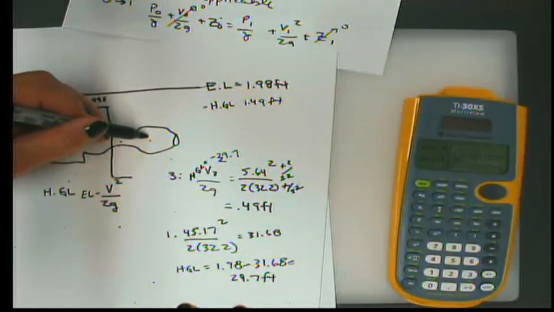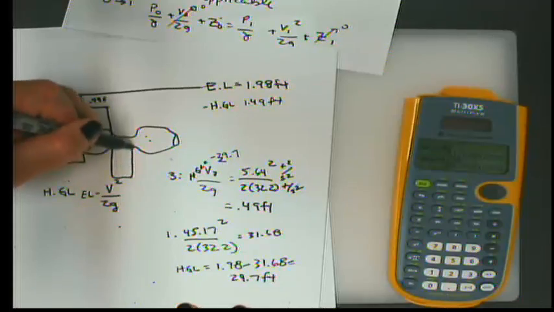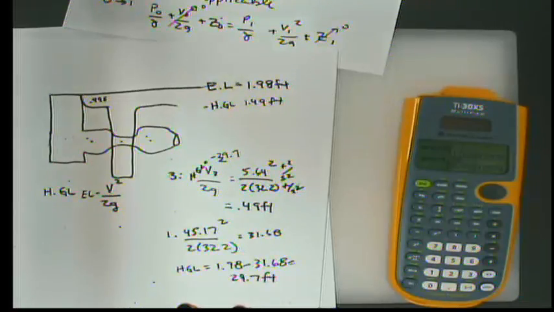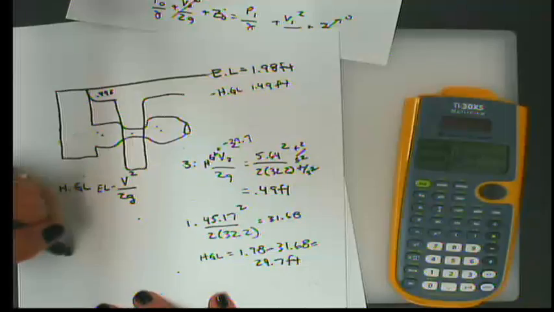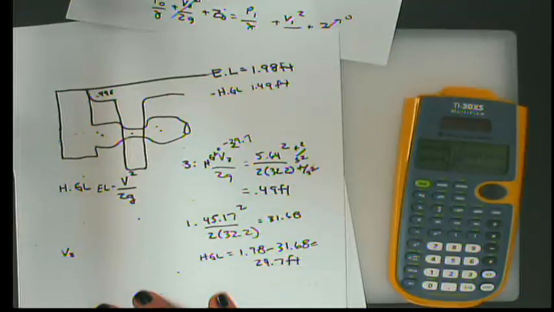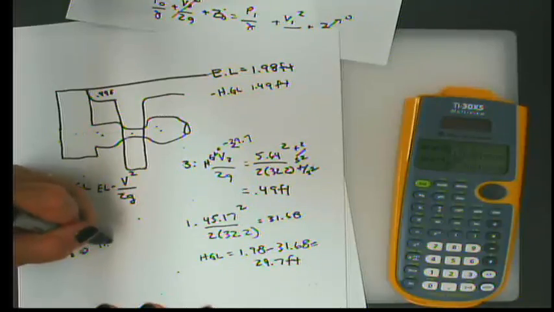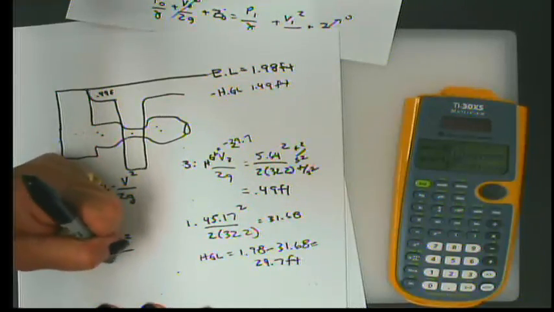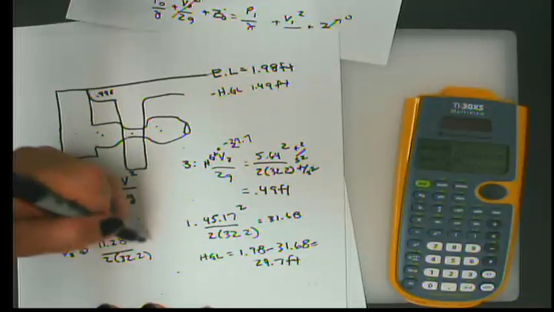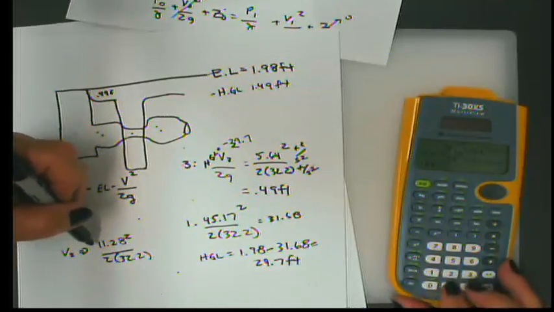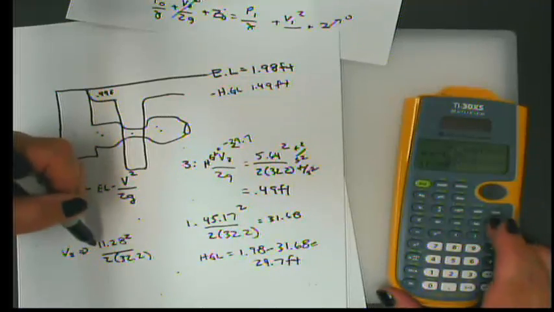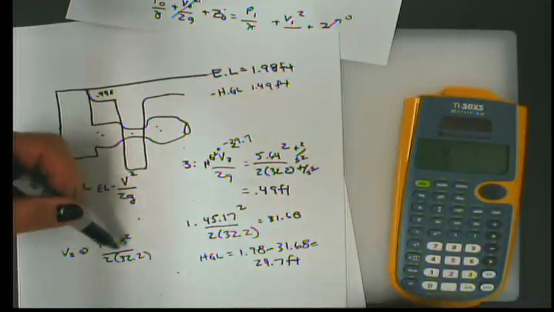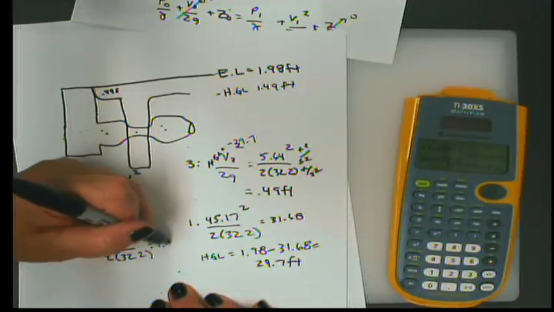Okay, we know that the velocity here is the same as the velocity here. So we know that my hydraulic grade line will be at the same point, right? But then when we get to 2, the velocity at 2, we know is 11.28. So we take 11.28 and we square that number, divide it by 2 times 32.2, and we get 11.28 squared divided by 2 and divide again by 32.2, and that value is 1.97.